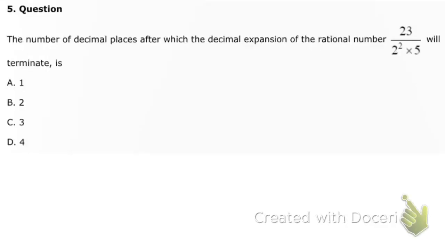And next one you see, question number 5: the number of decimal places after which the decimal expansion of this number will terminate. So here you see, for the decimal expansion of a real number to be terminating, the denominator must consist only of 2 and 5. Okay, 2 to the power something and 5 to the power something. That means the denominator should be of the form 2 to the power n into 5 to the power m. And if there is any other number, suppose 3, if this number doesn't divide the numerator, then that cannot be terminating.